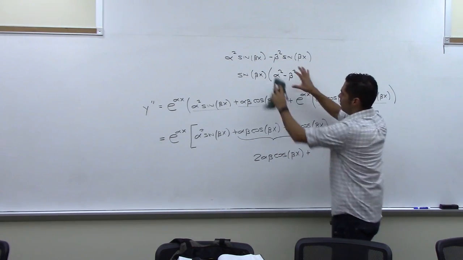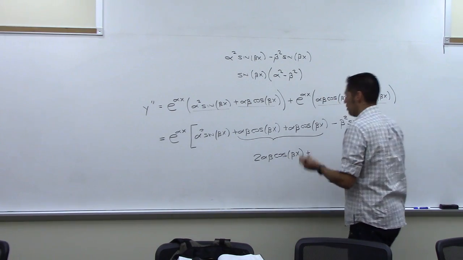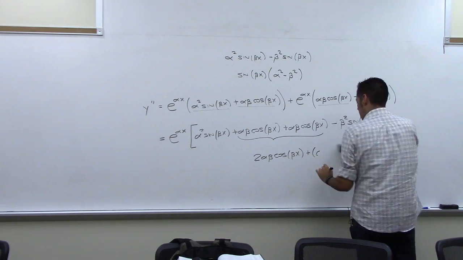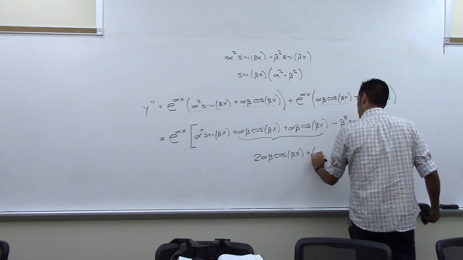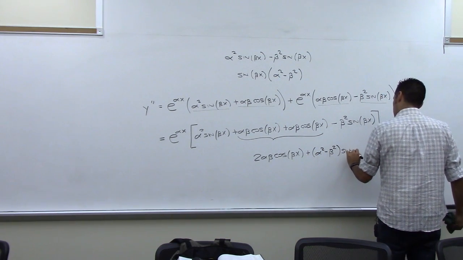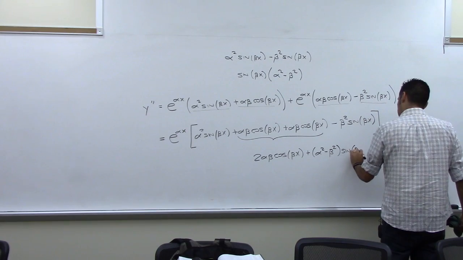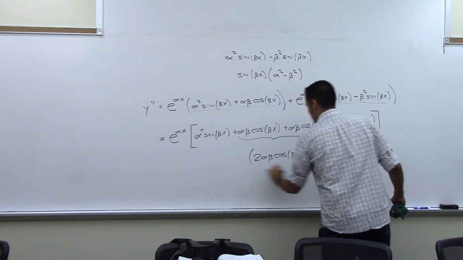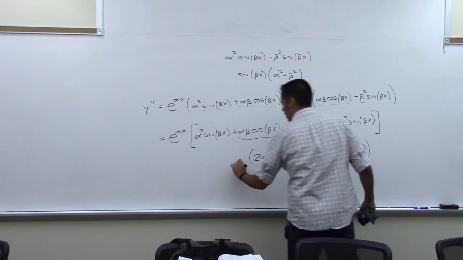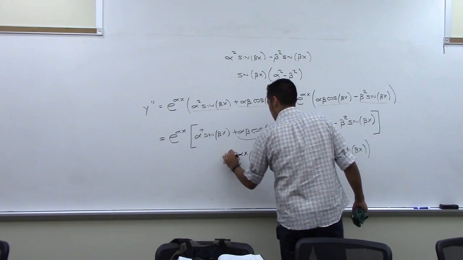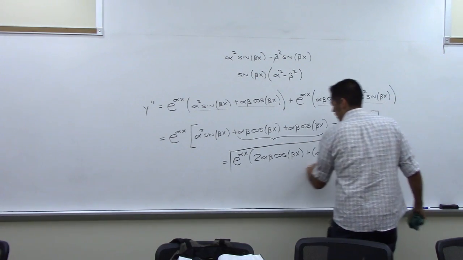And I could rewrite this the other way, which is the way I'm going to do it. I'm going to write this as alpha squared minus beta squared times sine of beta x. Okay, but all of this has an e to the alpha x in front. There you go.